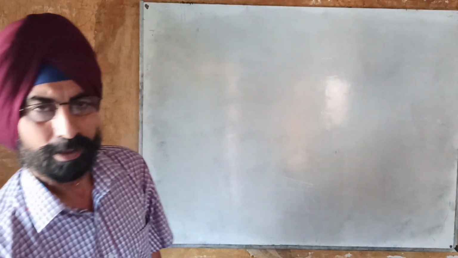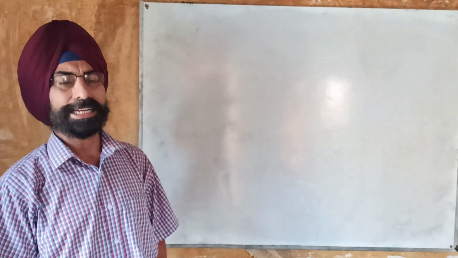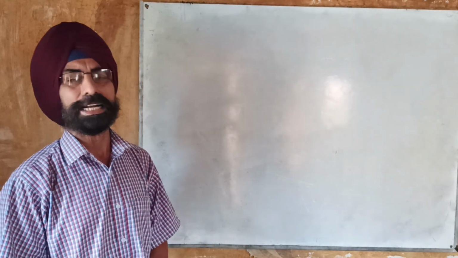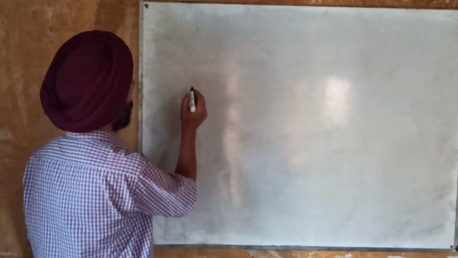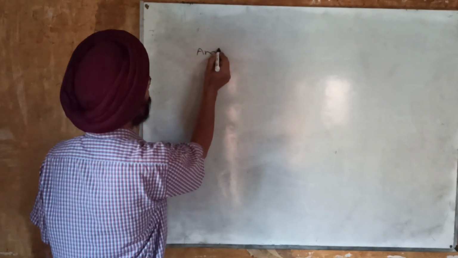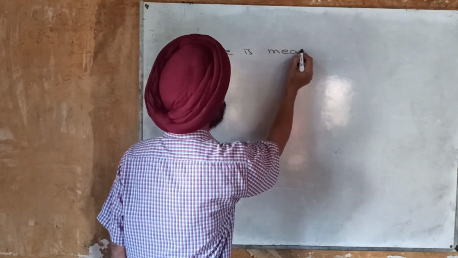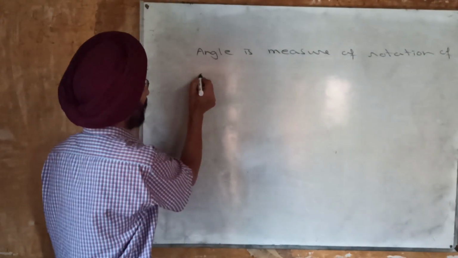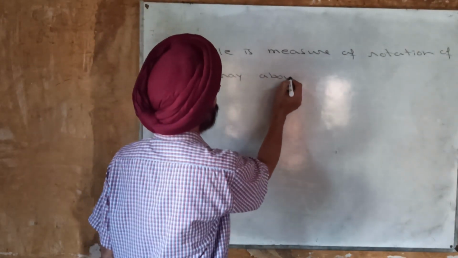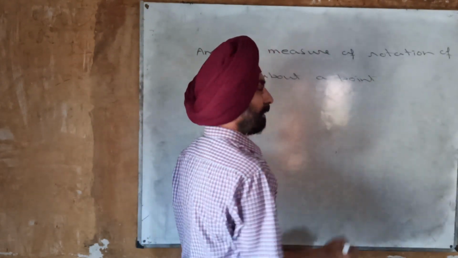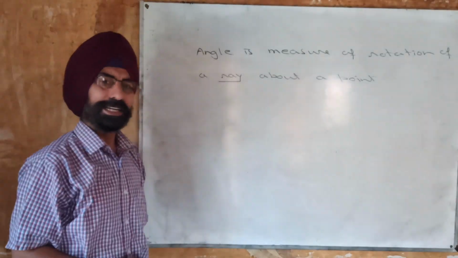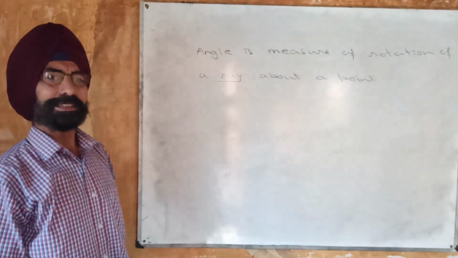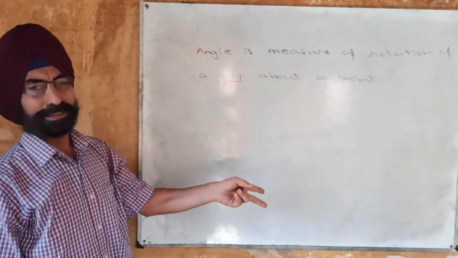The first thing we should know is what is an angle and how is it being measured. There are three main systems, but we will discuss it later on. First, I'll define what an angle is. Angle is the measure of rotation of a ray about a point, and this ray is called the initial line, and the final position of this ray is called the terminal line. And angle is the measure of rotation.